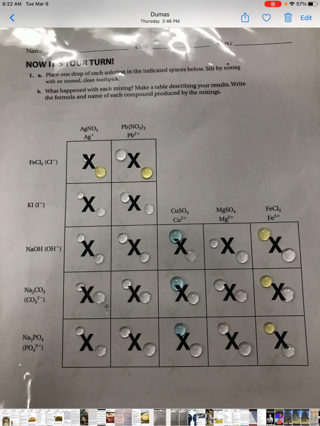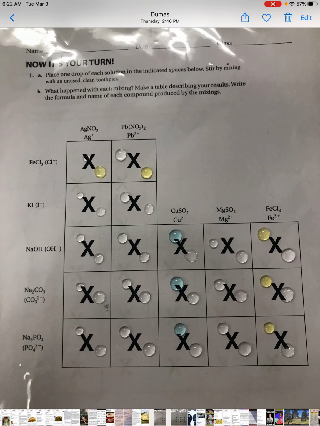The iron 3 chloride has a characteristic light brown color, and you can see we also added iron chloride going across. And from the top down going across, we added drops of iron chloride, potassium iodide, sodium hydroxide, sodium carbonate, and sodium phosphate. Now, that was the instructions. Place 1 drop of each solution in indicated spaces below. Stir by mixing with an unused clean toothpick.